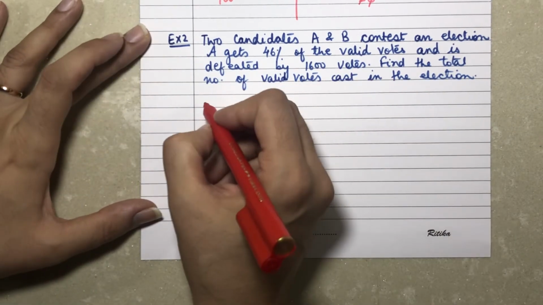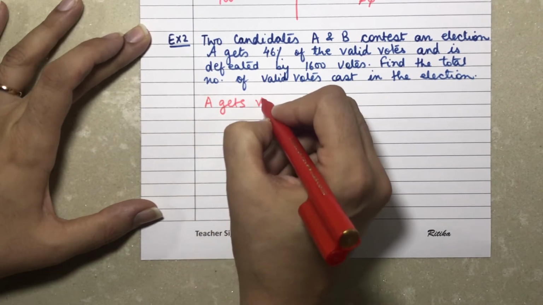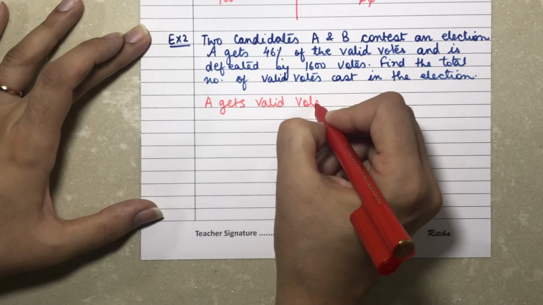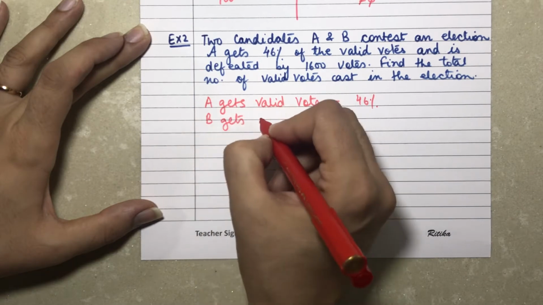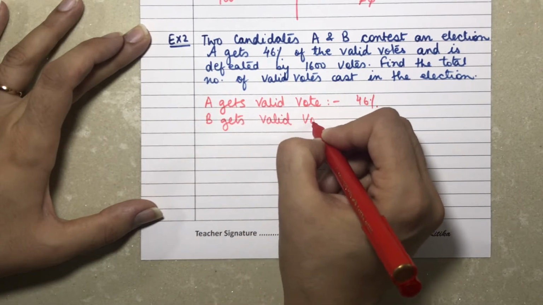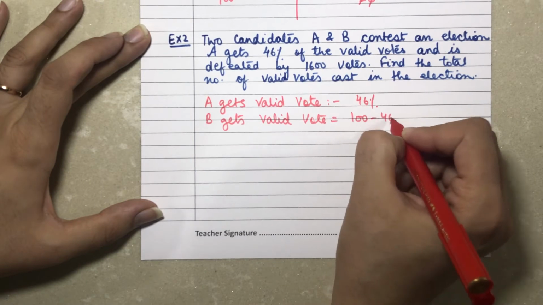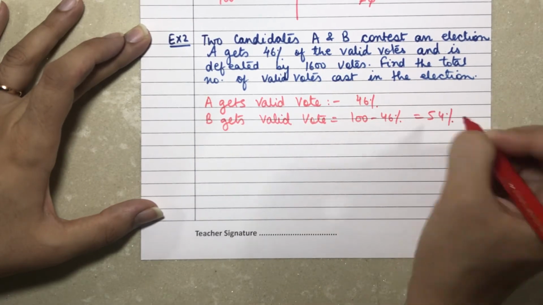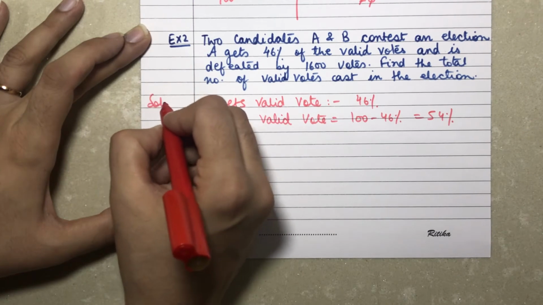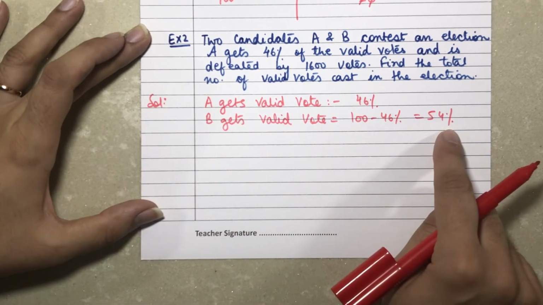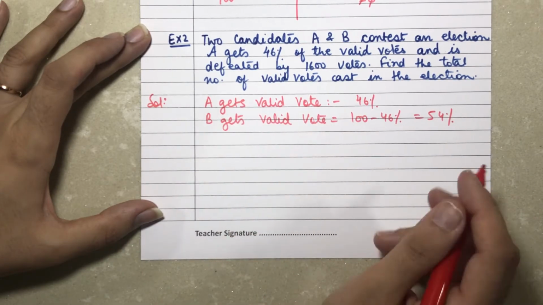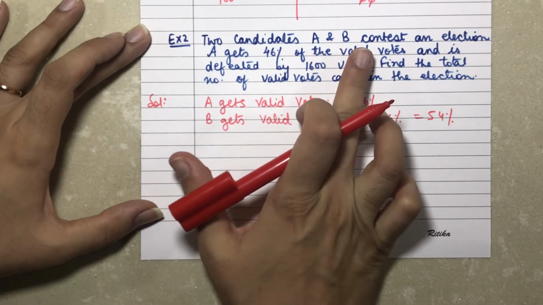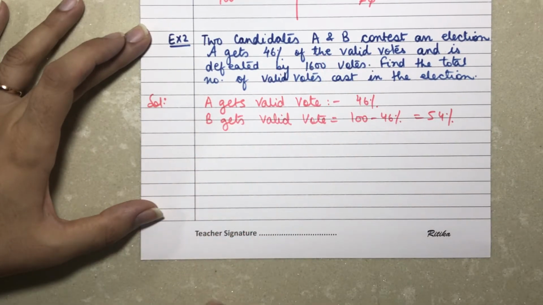So I can say A gets 46% of the valid votes. So how many valid votes does B get? 100 minus 46, which is 54%. Now B gets 54% of the valid votes. B gets more than A. How many more? 1600. Because A and B are contesting, A got fewer votes, A got defeated, and B got more votes.